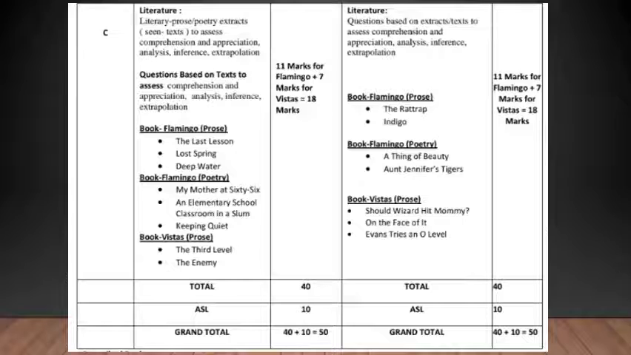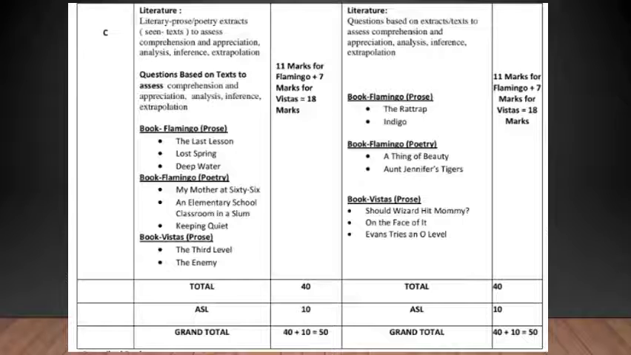In the case of poetry, 3 poems are there for the first term: My Mother at 66, An Elementary School Classroom in a Slum, and Keeping Quiet. So these 3 poems are there for the first term. In the case of the non-detailed textbook Vistas, only 2 stories are there, The Third Level and The Enemy.